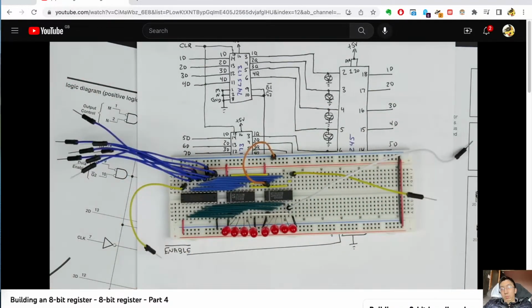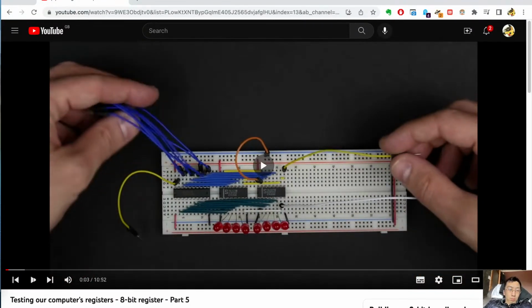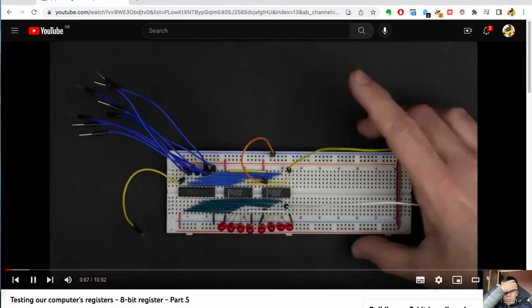And so that's pretty much our register. Our register has all these connections, and in order to test it, we've got to connect some stuff up to it and play with it and see if it behaves the way that we think it will.